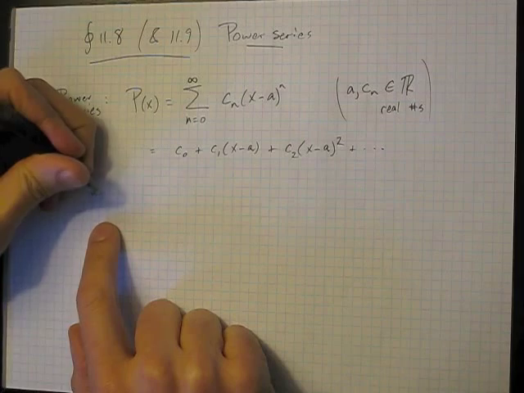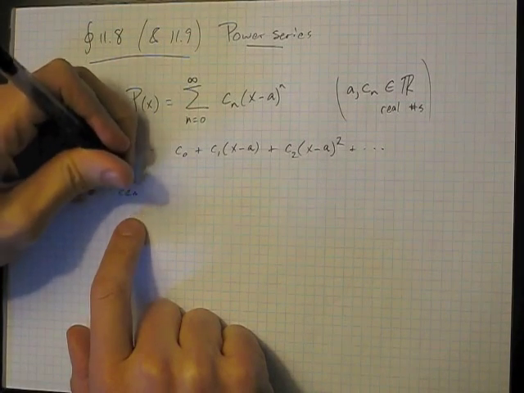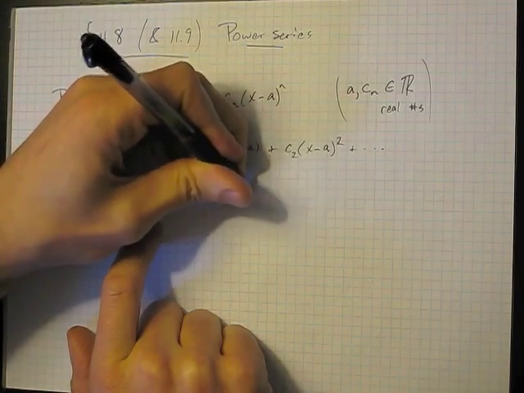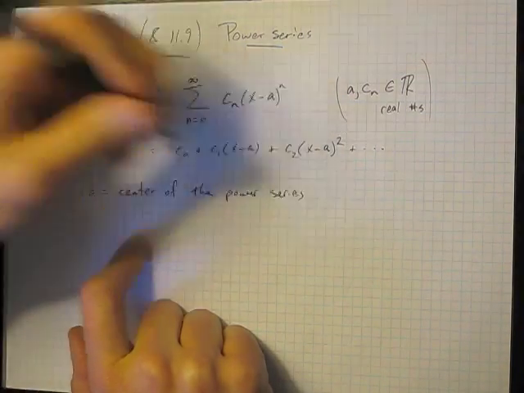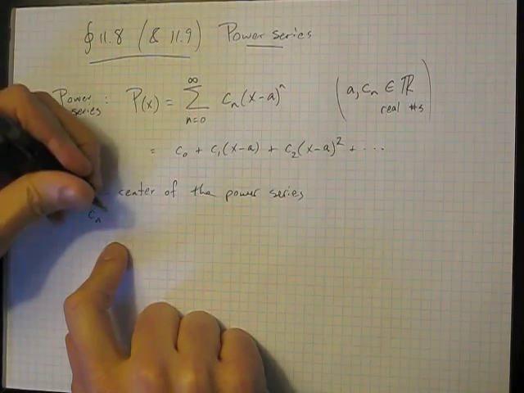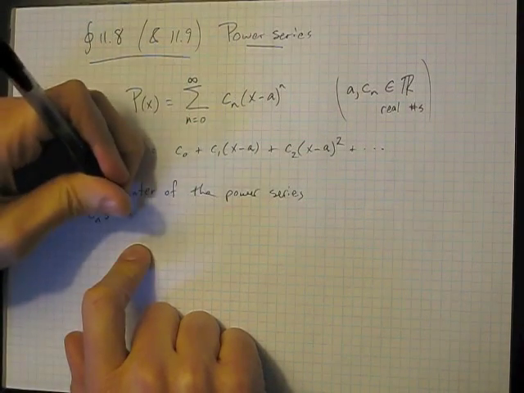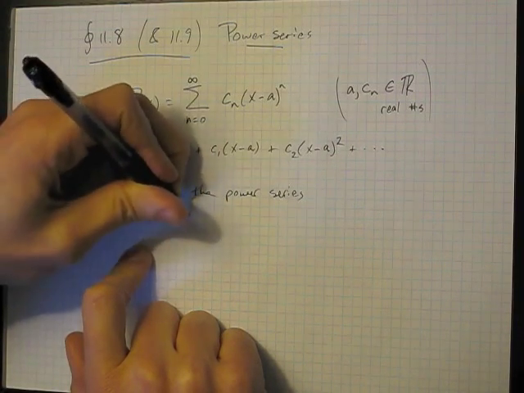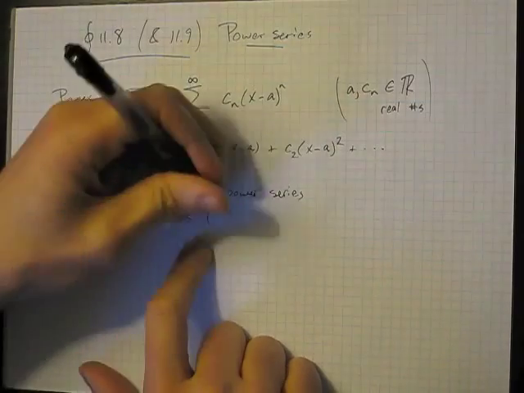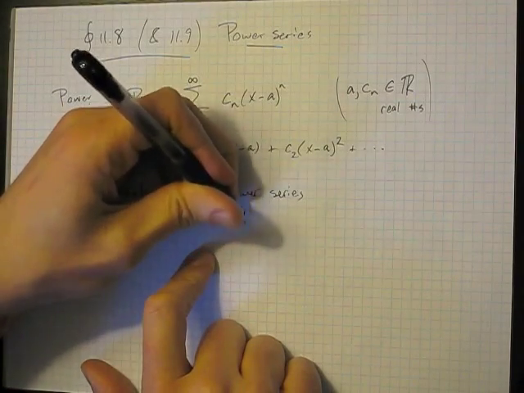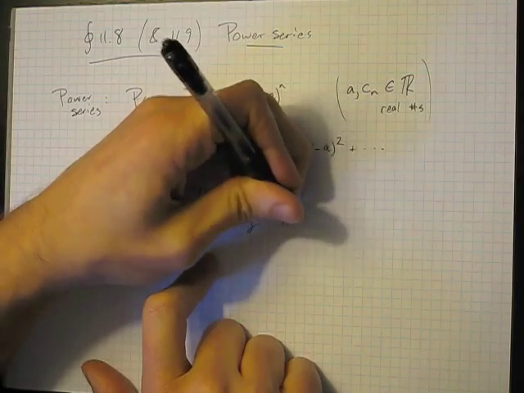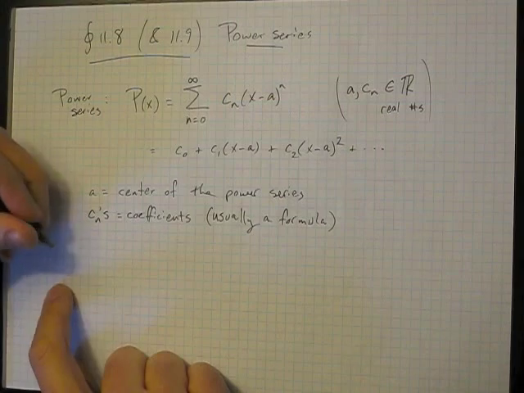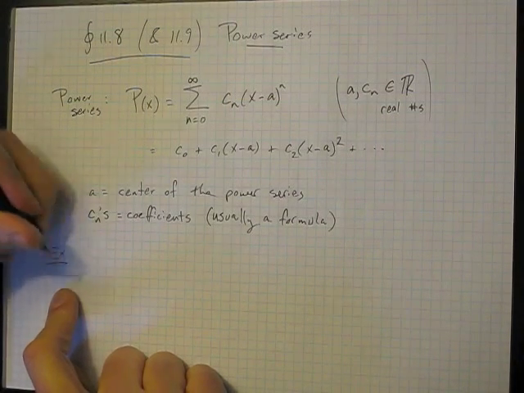And a is called the center of the power series, and the c_n are called the coefficients. Very typically, there's usually a formula given for the c_n. All right, so we saw some examples. Let's take a look at just a couple examples.